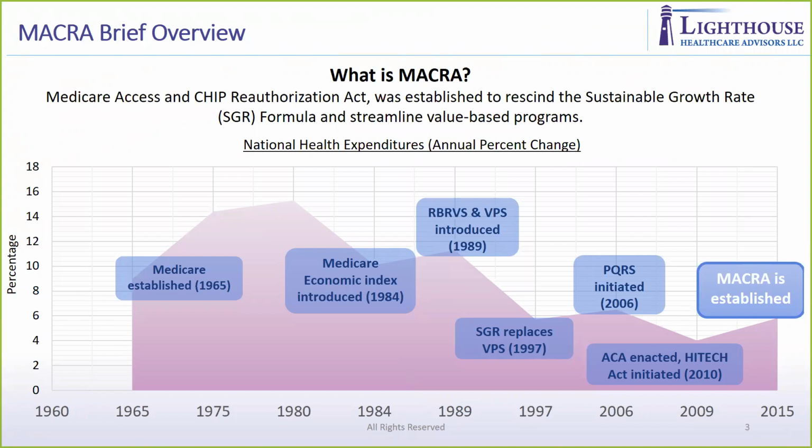The chart you see in front of you has the percentage of national health expenditures, the change on the y-axis, and then years on the x-axis. I find this to be a really interesting depiction of our national health spending and the legislation that was put in place in order to try and control it. As you can see, we've gone through a lot of changes. PQRS was initiated in 2006, which really sort of started the value-based movement, with the ACA enacted in 2010, and then MACRA established in 2015.